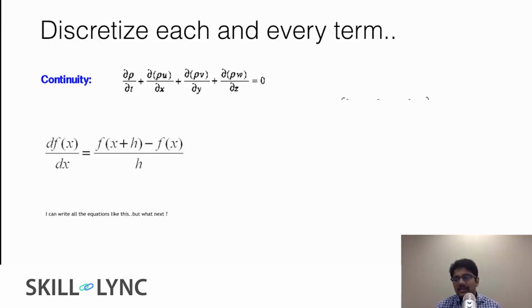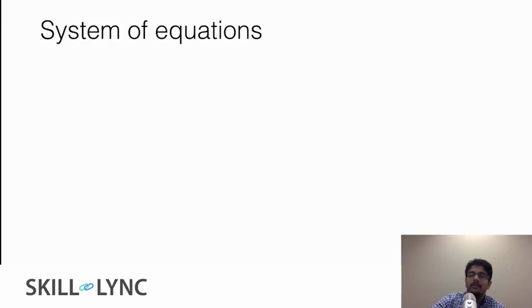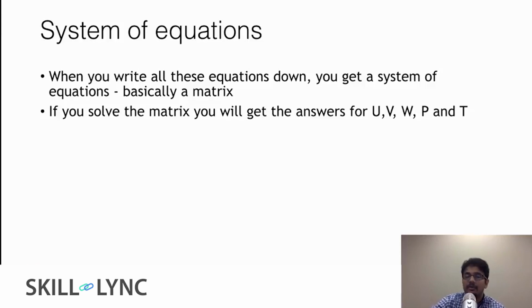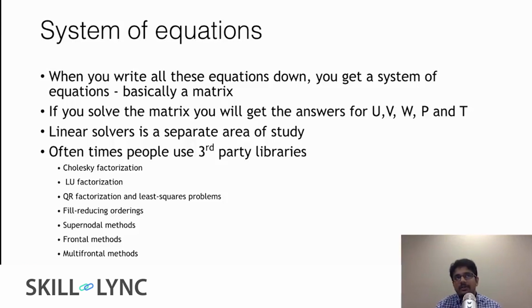But then what is next? If I write all of my equations in this way, what's going to happen? Well, you will end up with a system of equations. These systems of equations form a matrix, and if you're able to solve the matrix, you will be able to compute the results for your x, y, and z components of velocity, the pressure, and temperature. To solve the system of equations, a linear solver is used.